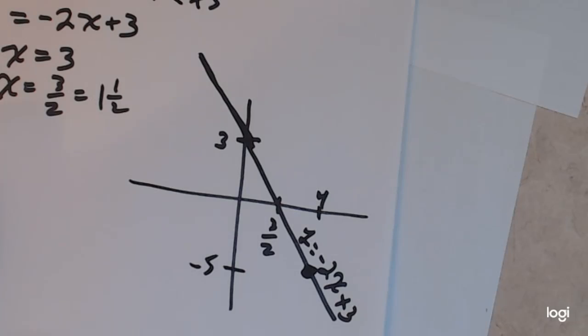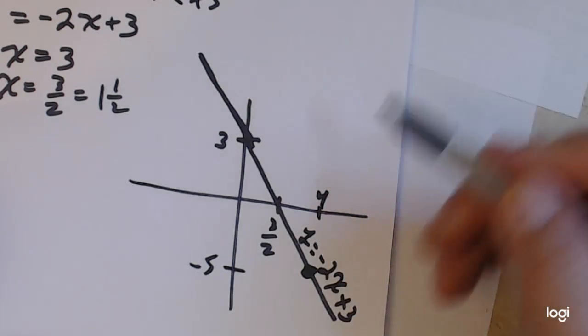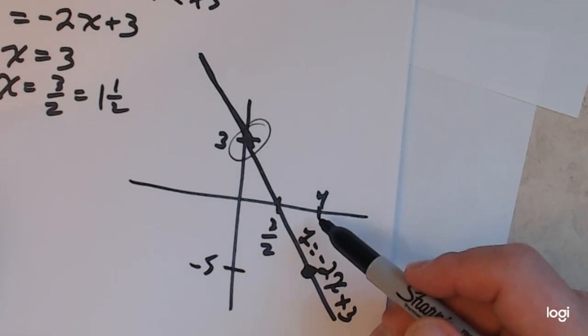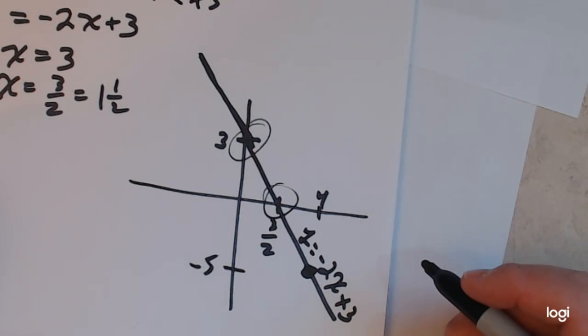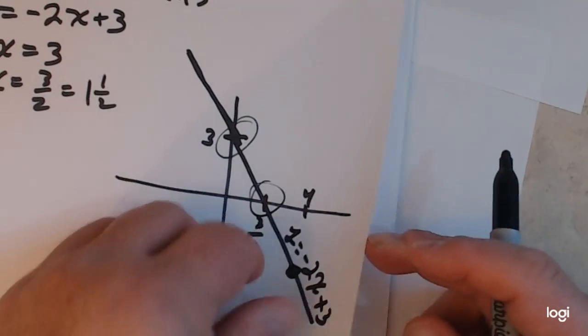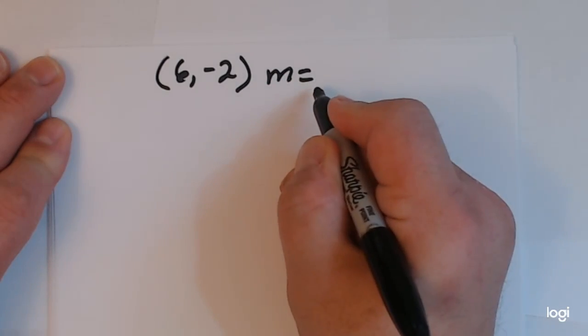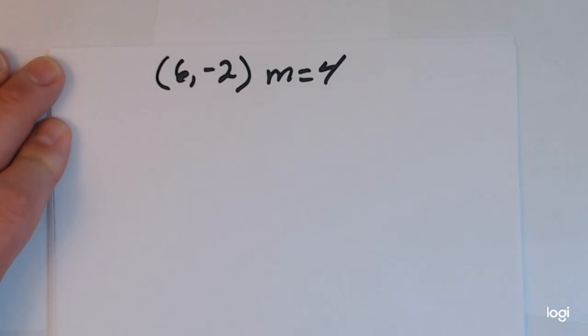So that's the equation of a line that goes through 4, negative 5 with a slope of negative 2. It has two intercepts. The y-intercept is 3. The x-intercept is 3 halves, or 1.5. We're good to go. And let's take a look at one last problem. 6, negative 2 with a slope equal to 4.